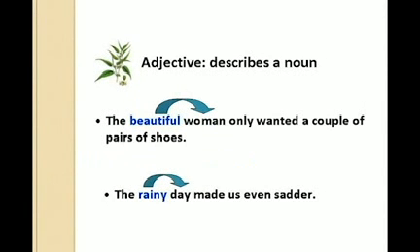Adjectives are used to describe or specify a noun or pronoun. The beautiful woman only wanted a couple of pairs of shoes. In this example, beautiful modifies the noun woman. The raining day made it even sadder. In this sentence, raining modifies the noun day. So, beautiful and raining are adjectives.